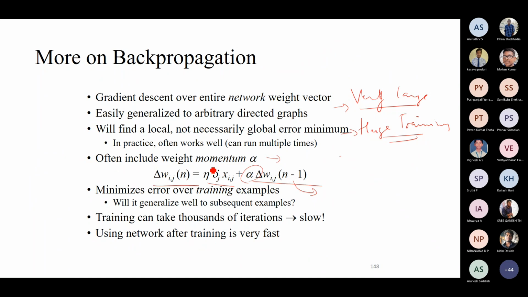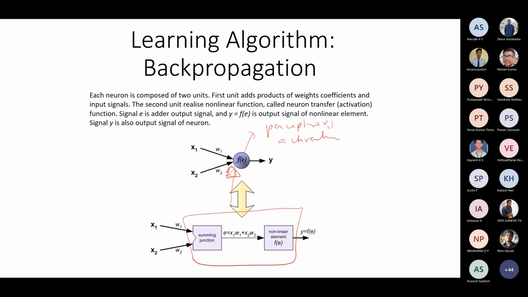The gradient descent algorithm is typically applied over the entire network. You can generalize to arbitrary directed graphs, so you can include this change of weight vector. You can also include a weight momentum called alpha. This alpha is also a hyperparameter, and it is your choice whether to add it or not, depending on the previous value of the change. This will definitely converge, but it will take a lot of iterations to train and converge. So this is the problem with that scenario.